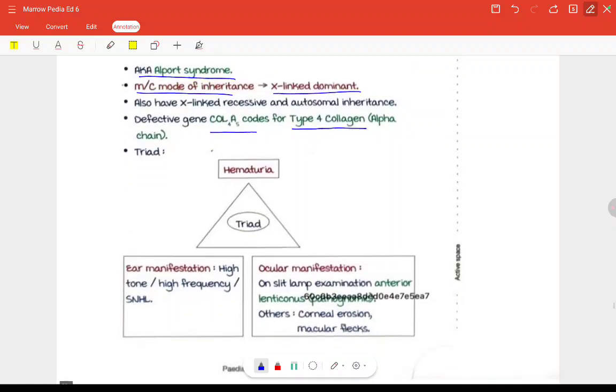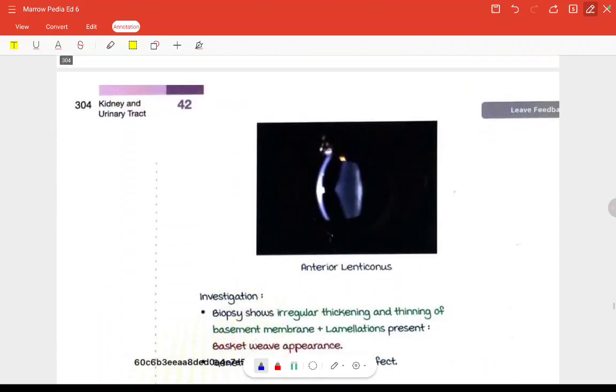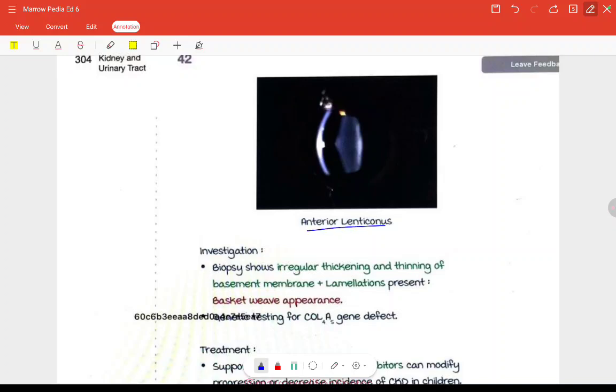There is a triad of hematuria, ear manifestation and ocular manifestation. Fine, he can't even see, he can't even hear, and he can't even pee. In ear manifestation there will be high tone, high frequency sensorineural hearing loss. On ocular manifestation, on slit lamp examination, anterior lenticonus is seen, and others are corneal erosion and macular flecks. Now this is the anterior lenticonus that will be seen in Alport syndrome.